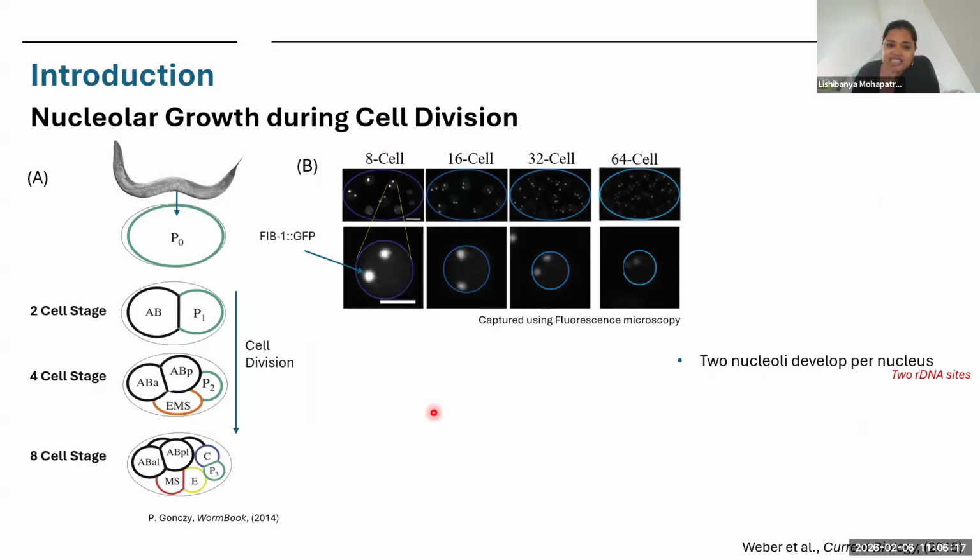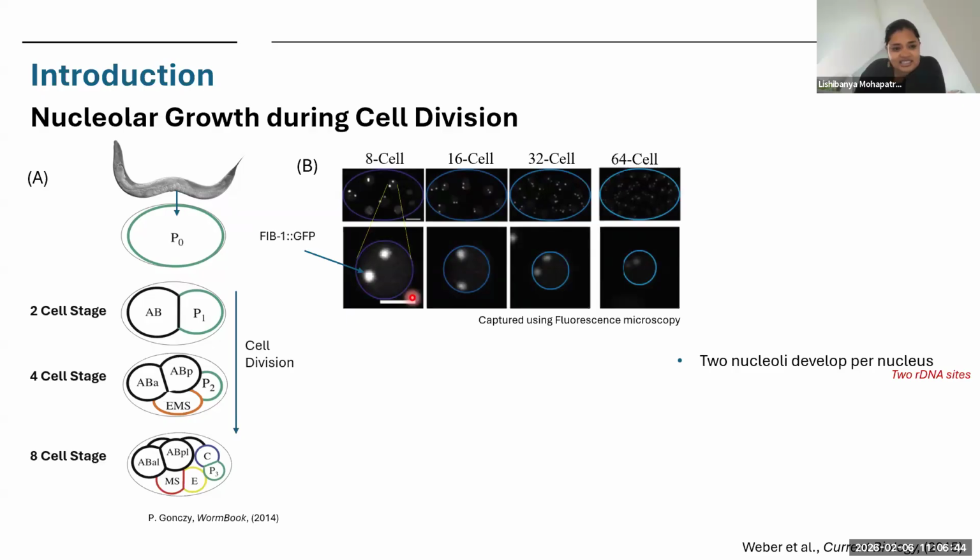And after the 8 cell stage, from the 8 to the 16 to 32 to 64, we can see that the embryo pretty much stays the same size, but the cells within them get smaller and smaller. So what you see over here in a circle is the nucleus associated with the 8 cell stage. And what is marked over here are these nucleolar proteins known as Fib1, and those are going to be our marker for the nucleolar size.